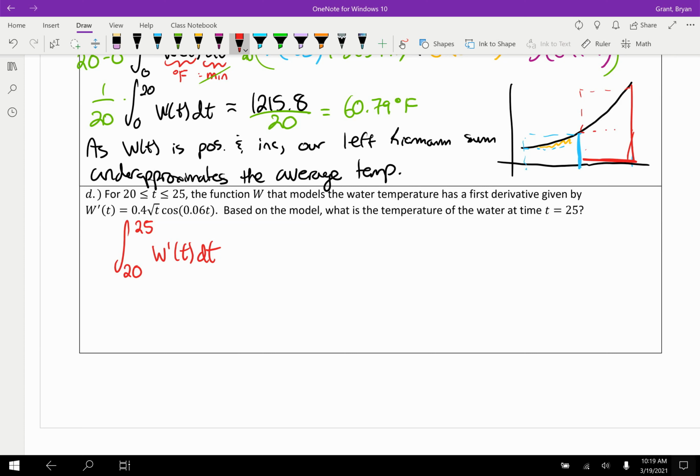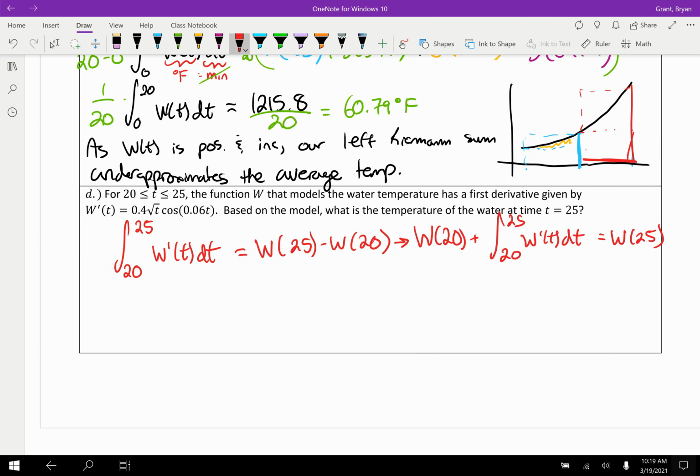So how do we find what happens exactly at a time of 25? Well, we need to remember that fundamental theorem. It becomes W of 25 minus W of 20. We want to know what happens at W of 25, so let's manipulate that fundamental theorem. Add W of 20 to the displacement, right? That's what this change in temperature is known as. It's our displacement here. And that should tell us our temperature at 25.